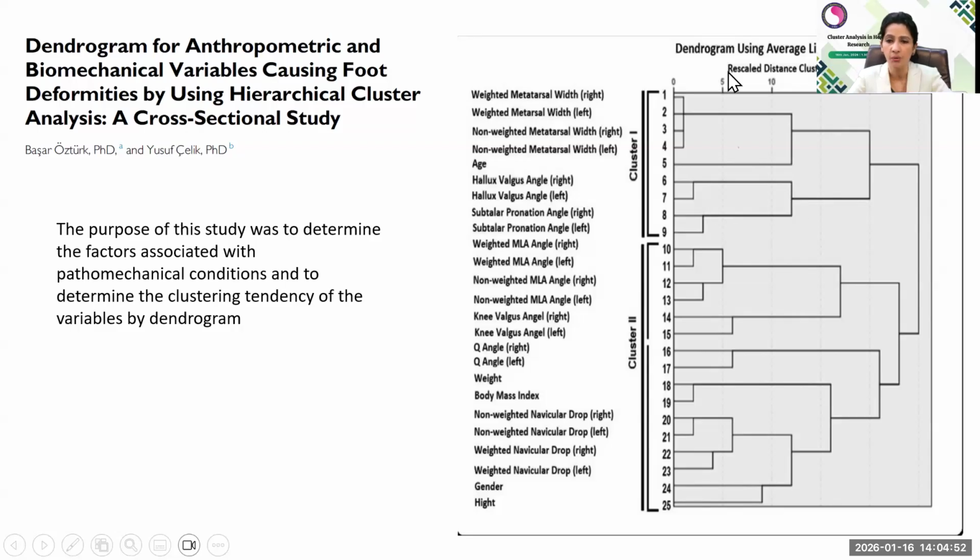So this is how you can see there is an x-axis and a y-axis. On the y-axis, you can see all the variables they have used, like weighted metatarsal width, right and left. Mostly all these variables are continuous variables. I can see they have used gender also below. That thing is not working. Now let me see the pointer.